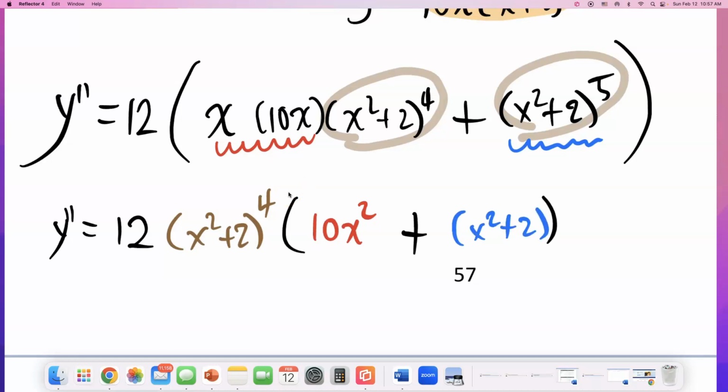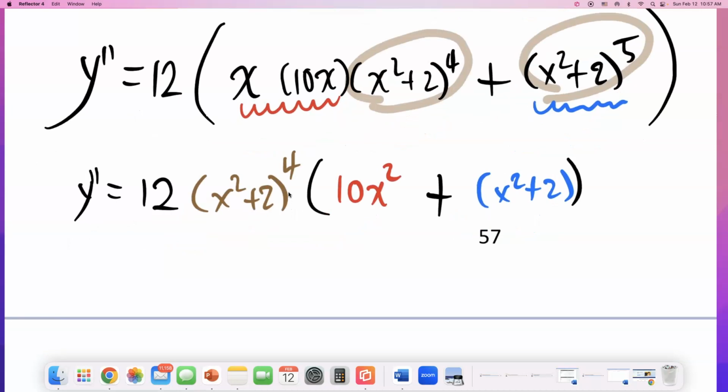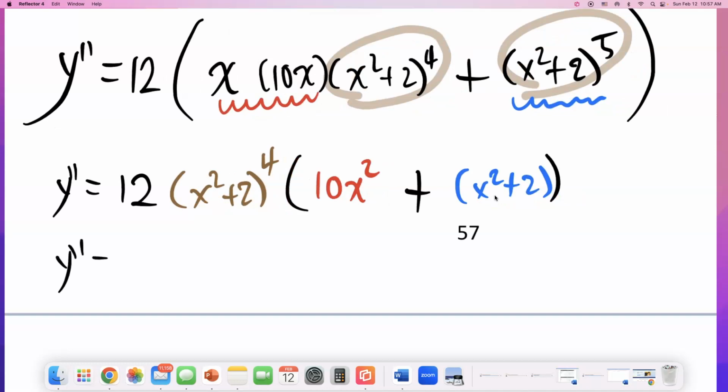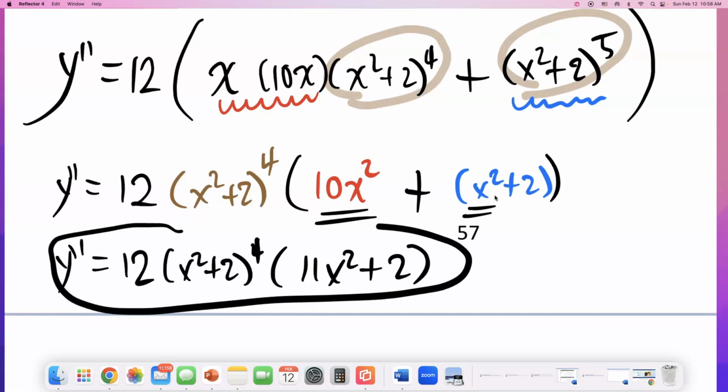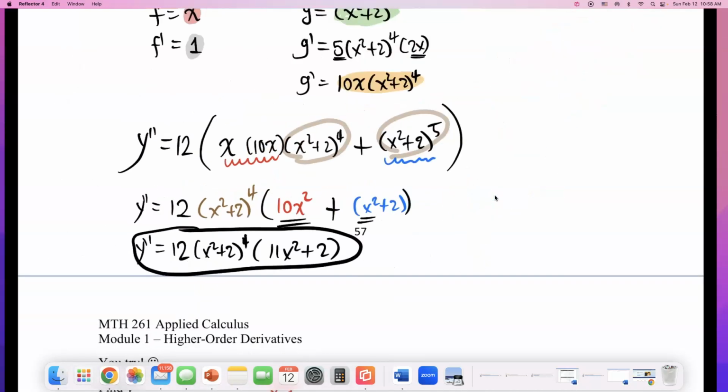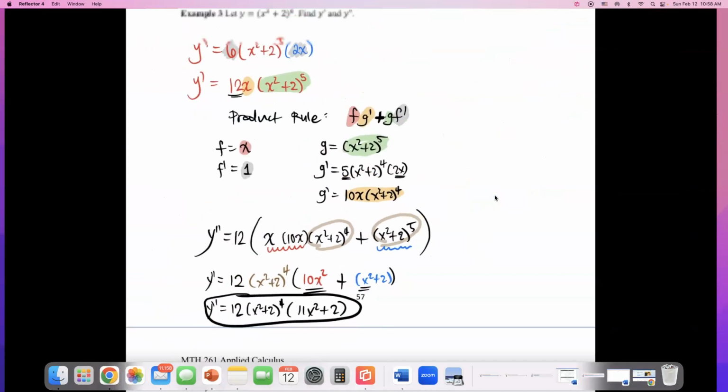And let's see if we can simplify anything else in this red and blue parenthesis, okay? So keeping everything the same, the 12 the same, this (x squared plus 2) to the 4th power the same, but I can combine this and say 11x squared plus 2, and that will be the perfectly factored second derivative of this function right here, okay?